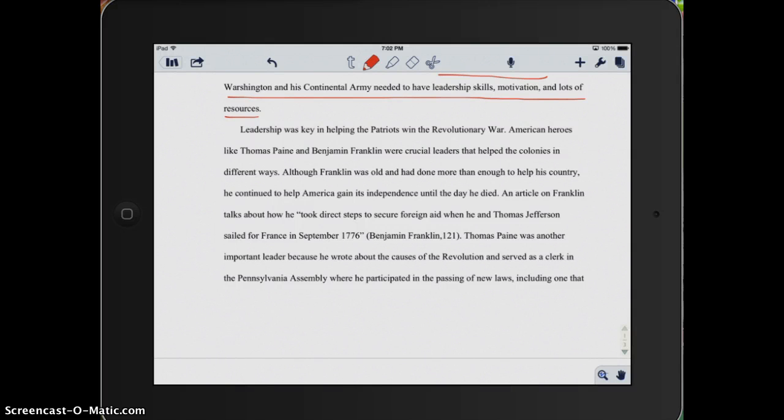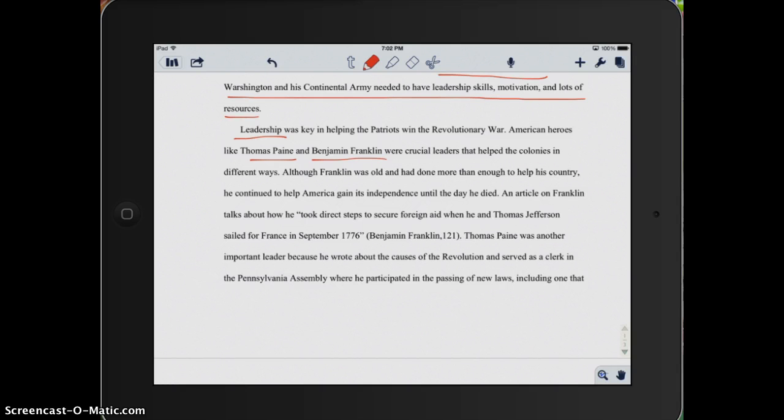Leadership was key in helping the Patriots win the Revolutionary War. American heroes like Thomas Paine and Benjamin Franklin were crucial leaders that helped the colonies in different ways. So there is their introductory sentence. They're going to talk about leadership, and they gave us the two leaders that they're going to talk about in their paper. That's a good topic sentence.